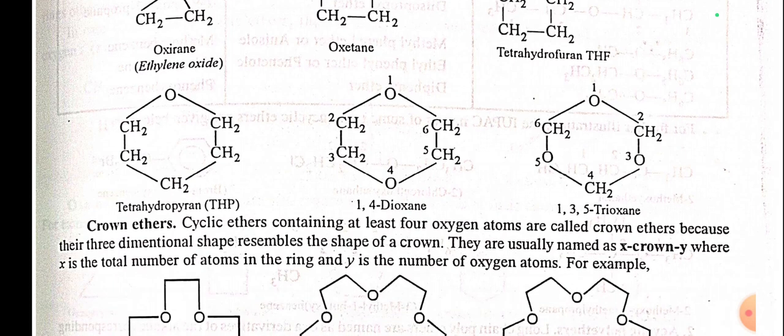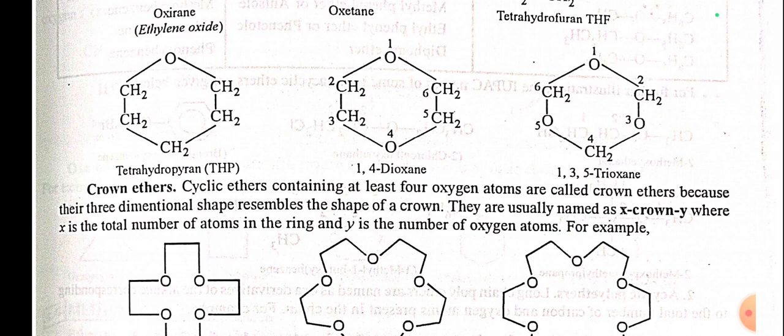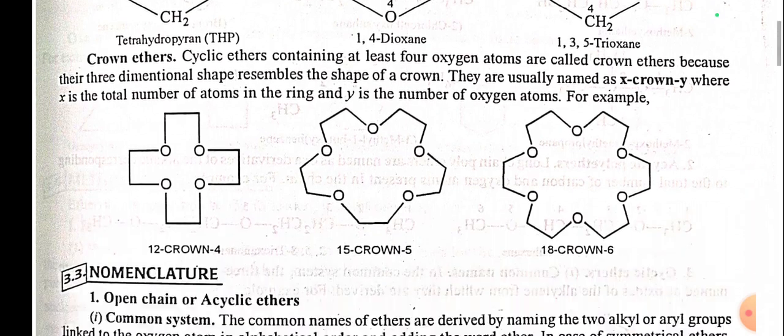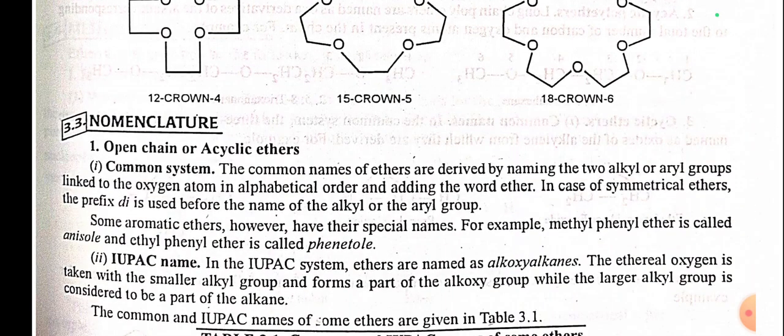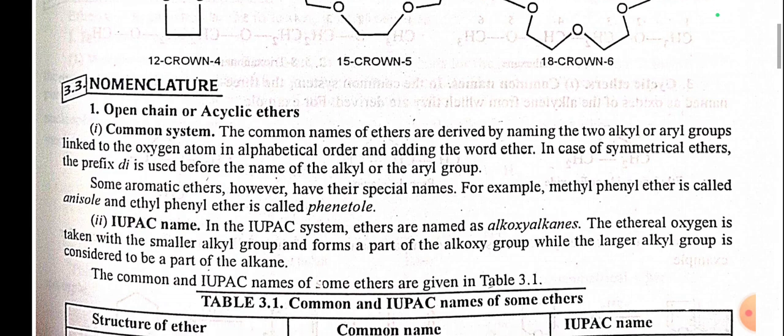Crown ethers. Cyclic ethers containing at least 4 oxygen atoms are called crown ethers because their three-dimensional shape resembles the shape of a crown. They are usually named as X-crown-Y, where X is the total number of atoms in the ring and Y is the number of oxygen atoms. For example, 12-crown-4, 15-crown-5, 18-crown-6. Open chain or acyclic ethers.